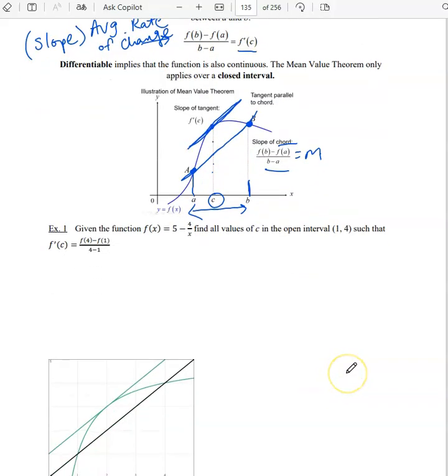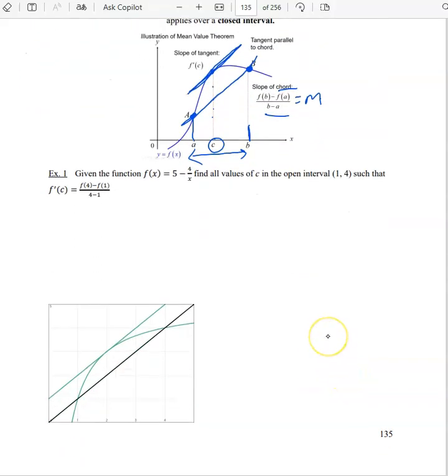So let's do an example here. It says, given the function 5 minus 4 over x, find all values c in the interval from 1 to 4, so a and b are 1 and 4, such that the derivative equals f of 4 minus f of 1 over 4 minus 1. So make a note that that's just your f of b minus f of a over b minus a. So why don't we first go ahead and calculate what that value actually is.